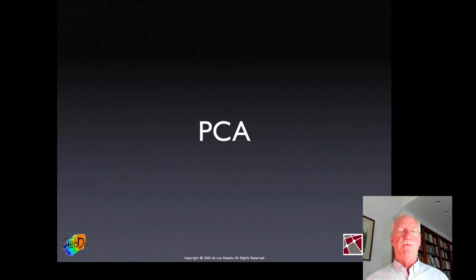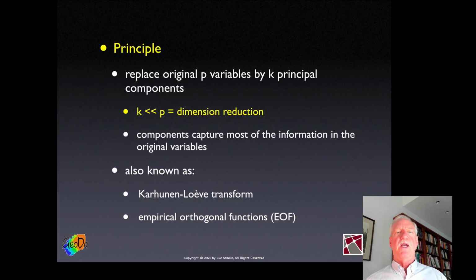So, principal component analysis, the idea I already outlined earlier is to replace the original variables, let's say there's P of them, by a smaller number of principal components. And the principal components are not very useful if they don't result in considerable dimension reduction. So if you have 10 original variables and you end up with 10 principal components, that doesn't really help you.